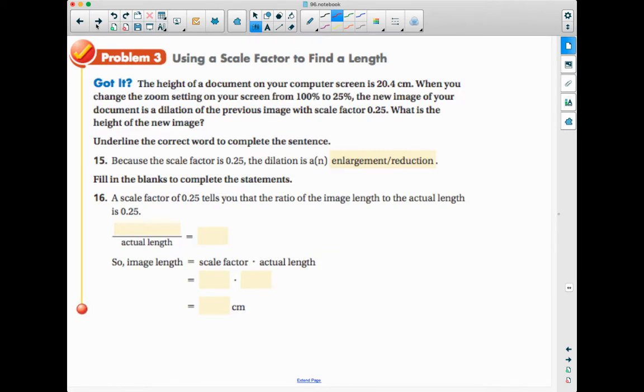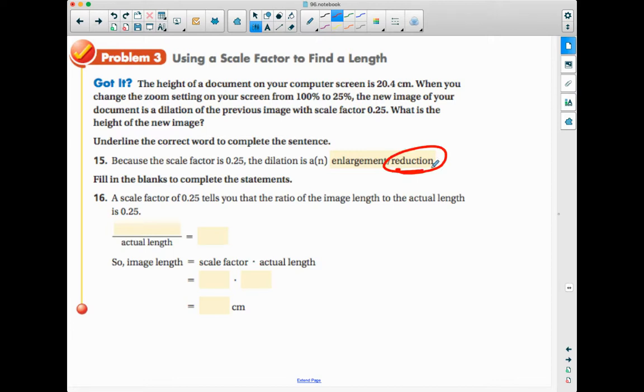The height of a document on your computer screen is 20.4 centimeters. When you change the zoom setting on your screen from 100% to 25%, the new image on your document is a dilation of the previous image with a scale factor of 0.25. What is the height of the new image? Because the scale factor is 0.25, we know that this is going to be a reduction, since that's less than 1.